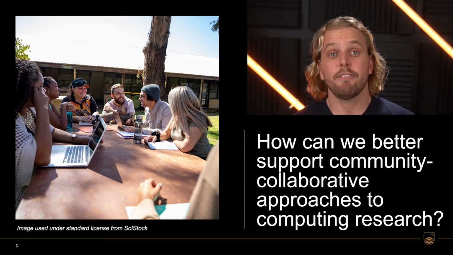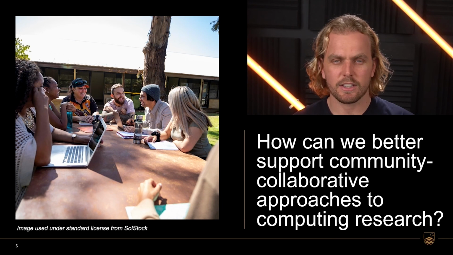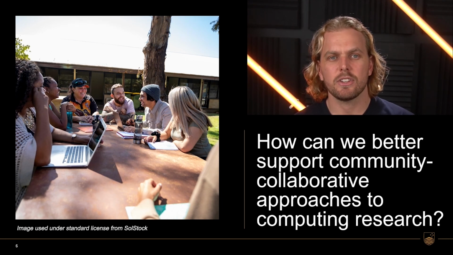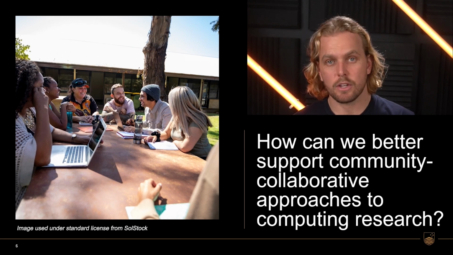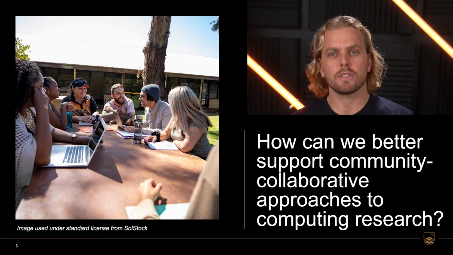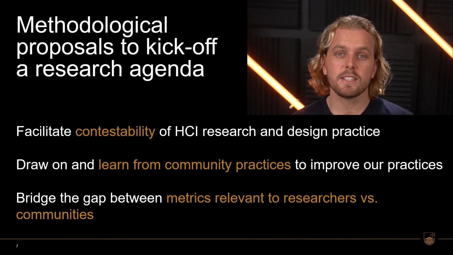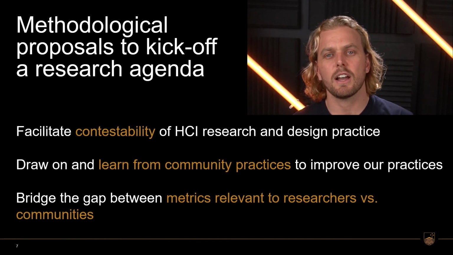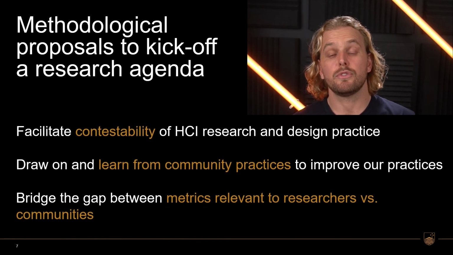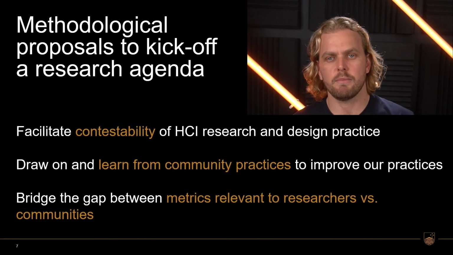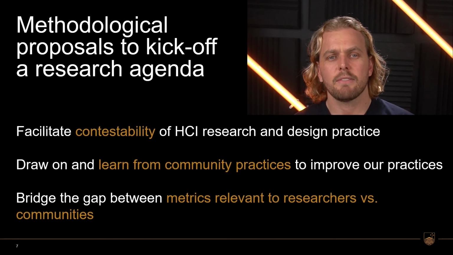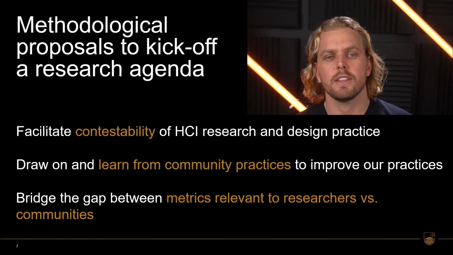We think that we as a field need to catalyse a research agenda to study the systemic issues that restrict HCI researchers and computing more broadly from achieving the goals of this type of work. We present specific methodological proposals in the paper to realise this agenda. These include proposals to develop processes that facilitate contestability of HCI research and design practice, to draw on community practices to learn from them and improve our own practices, and finally to bridge the gap between metrics relevant to researchers and those relevant to communities.